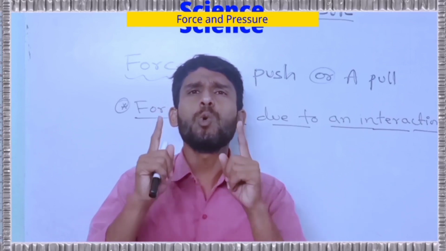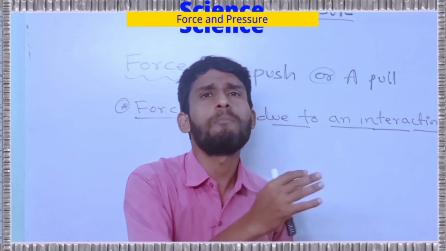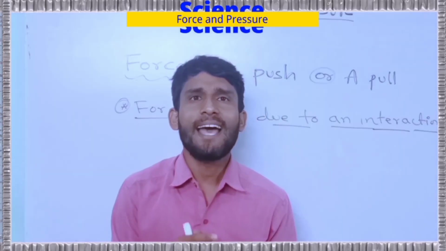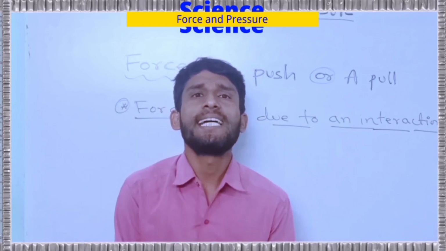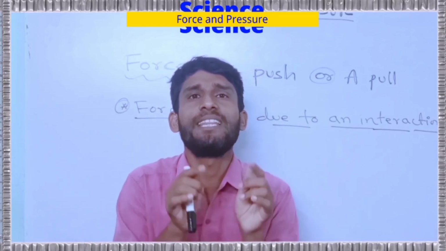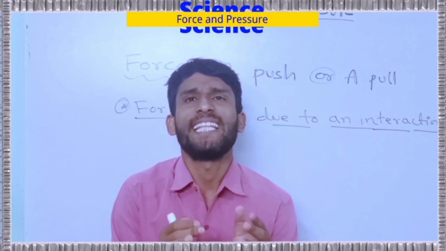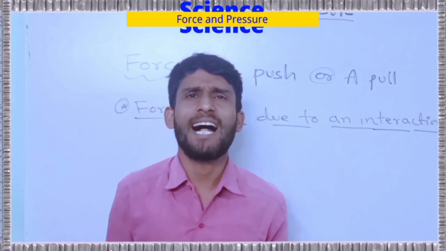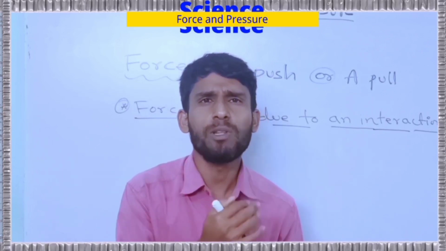Dear student, at least two objects must interact for a force to come into play. Thus, an interaction of an object with another object results in a force between the two objects. We need two objects to get a force. When two objects are interacting with each other, we get a force.